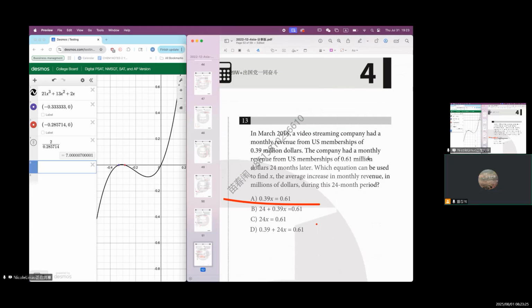So the last sentence, do you understand the question now? Slightly confused. The last question tells you the key. Without the last question, everything is a little too much of a puzzle. An average increase in monthly revenue means this is a linear function, right? Wait, what? How do you know from that?